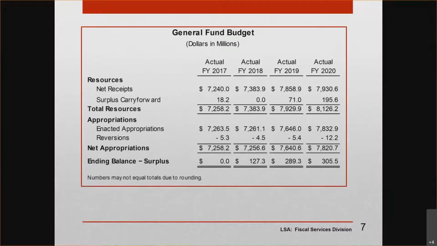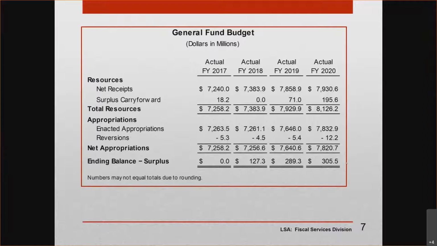And here's a summarized version of the general fund budget, the general fund balance sheet. I'll point to the column on the far right, the actual fiscal 2020. You can see the net receipts that we talked about of $7,930.6 million. We added the surplus carry forward of $195.6 million, so you have total resources that were available of $8,126 million. On the appropriations, the net appropriations, after you subtract out the reversions, they totaled $7,820 million. And so you had a surplus in the general fund after all the books were closed of $305.5 million.